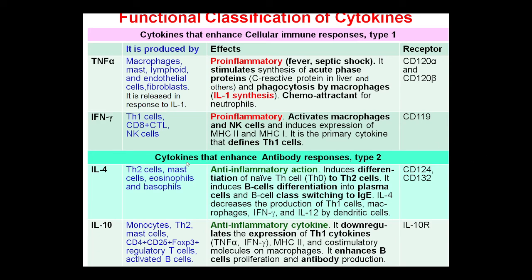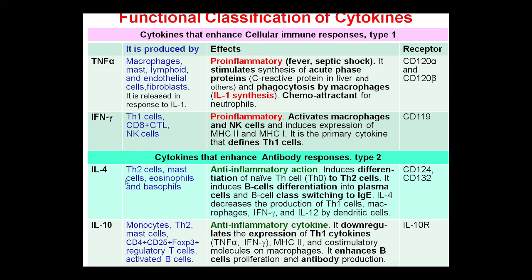So, which cytokines stimulate development of the antibody synthesis? They are cytokines of the second type, or T helper type 2. These molecules produce interleukin 4, 13, 10, 5. For example, interleukin 4 is produced by T helper cells type 2, mast cells, eosinophils, and basophils. It means cells that are stimulated by interleukin 4.